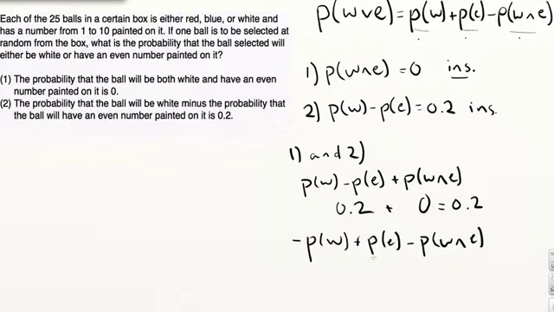So there's actually no way that we're going to be able to get this statement, probability of white plus probability of even minus probability of white and even, from the information provided. So we can say that even together, they're insufficient. So the answer is E.